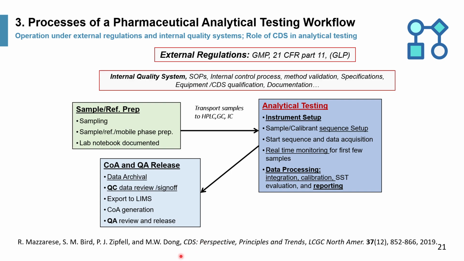So we divided the workflow into three major segments. First one is sample and reference preparation, which everybody goes through, which might include sampling, right? And preparation of your sample, your reference standard, and your mobile phase, and also documenting everything in a laboratory notebook. And then you transport the sample, you load it into a sample tray in your HPLC, or it could be a GC or IC, and you perform analytical testing.